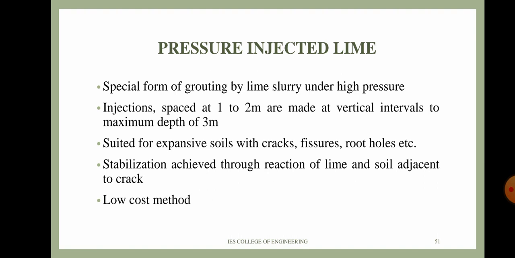And moving on to the pressure injected lime. This type of grouting is a special form of grouting using lime slurry at a high pressure. Here it is injected, with the injections spaced at 1 to 2 meters, made at vertical intervals to a maximum depth of 3 meters. And this type of grouting is suited for expansive soils with cracks, fissures, root holes, etc. Stabilization can be achieved through reaction of lime, and here the stabilization is achieved by the reaction between the lime and the soil adjacent to the crack, and it is a very low cost method compared to the other types of grouting.